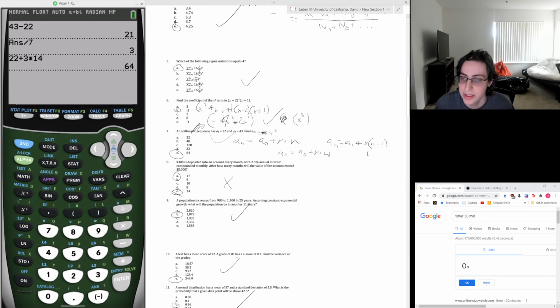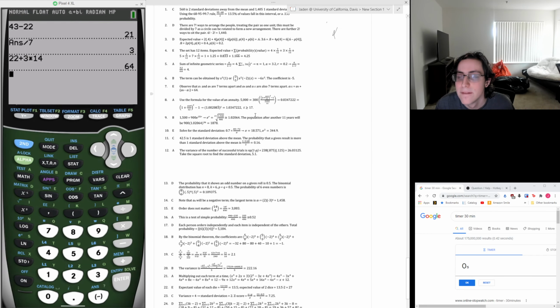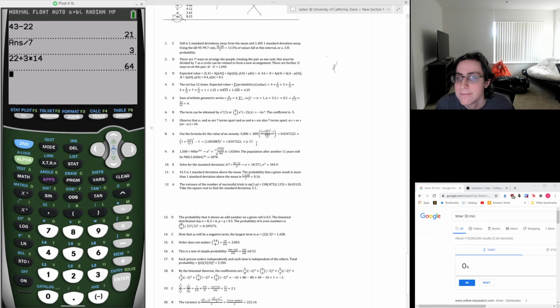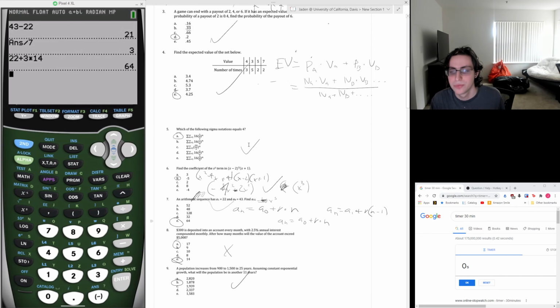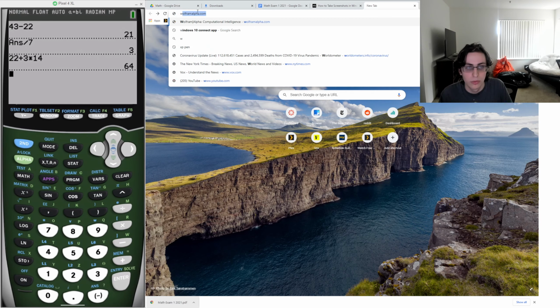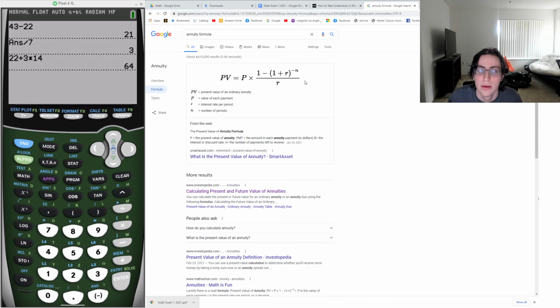Okay, now number 8. I'm going to see how they explain number 8, because apparently I did it wrong. Okay, so yeah, I guess I misremembered the annuity formula. Sounds like something I would do. Actually, let me go look this up. What is the annuity formula? I'm going to switch to Chrome. Oh, okay. So I didn't really misremember it that much.